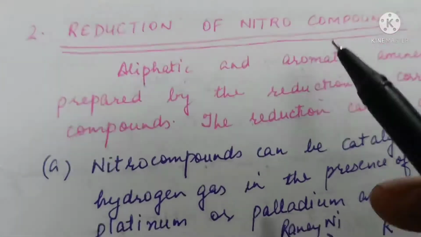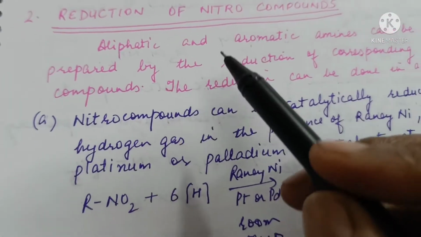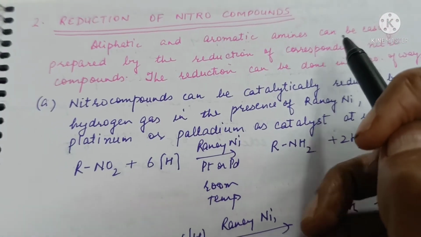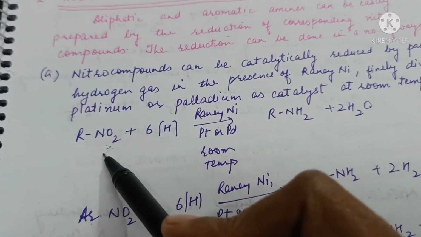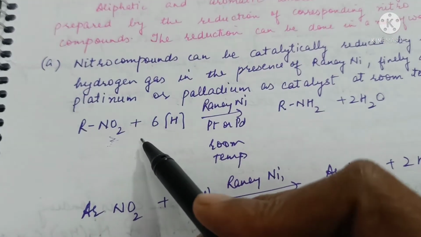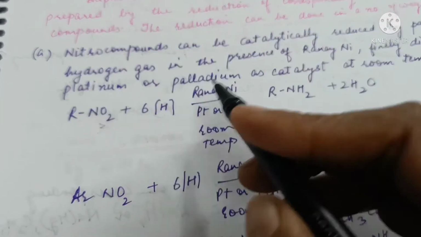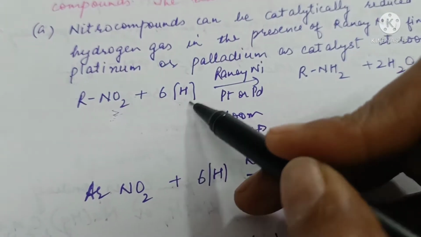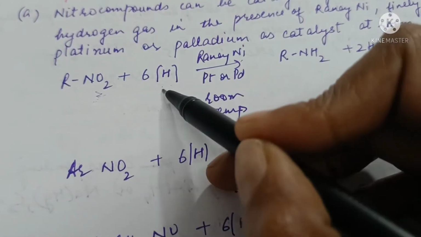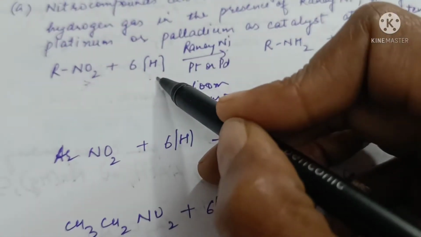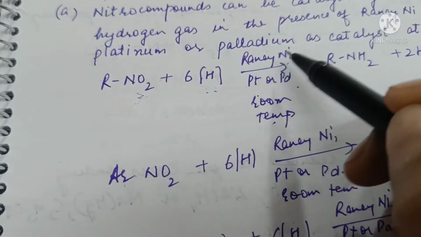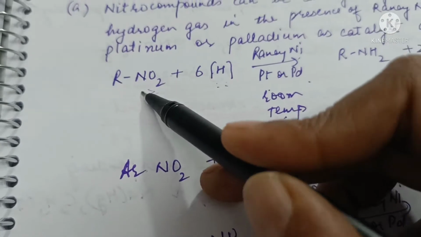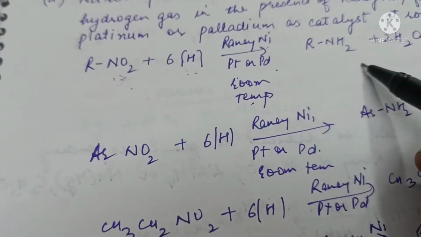Second method, reduction of nitro compounds. So aliphatic and aromatic amines can be easily prepared by reduction of corresponding nitro compounds. Reduction can be done in a number of ways. We can use a mixture of hydrogen and Raney nickel, or hydrogen and platinum, or hydrogen and palladium at room temperature. The hydrogen produced by this combination reduces nitro compounds to amine.